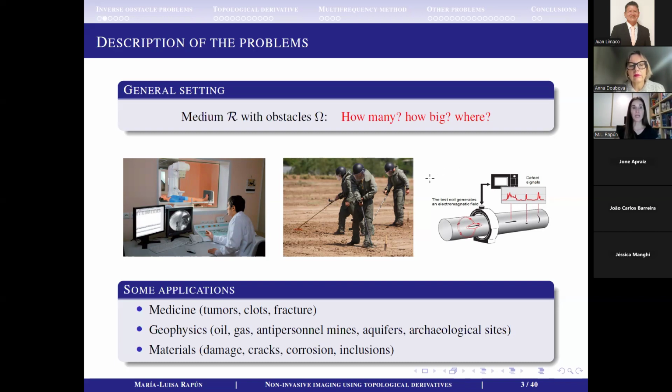For instance, in medicine applications you may want to look for tumoral clots, or in physical applications, looking for antipersonnel landmines, or in material testing where you want to find some kind of damage, cracks, corrosion, and so on.